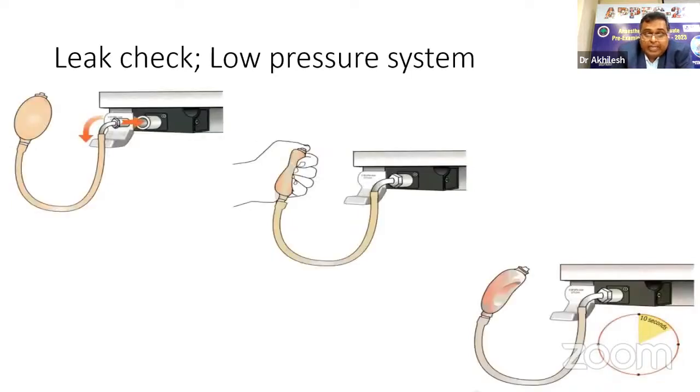An important thing is that you should do this test with all the vaporizers off. Then you should do this test with one vaporizer opened, then close it off. Then you should do this test with another vaporizer, because vaporizers are a very common source of oxygen leakage.